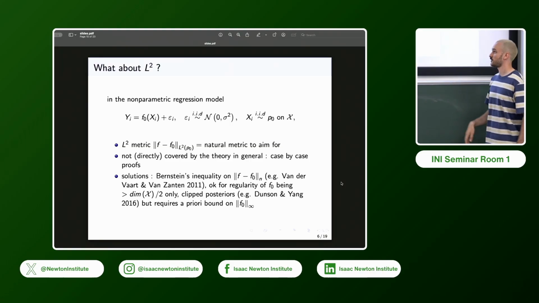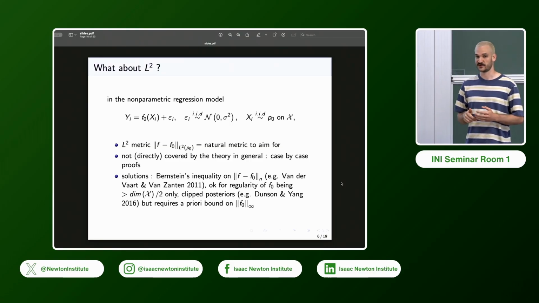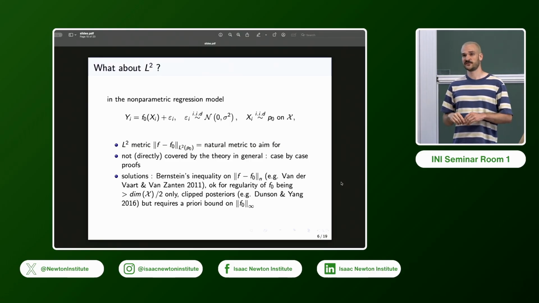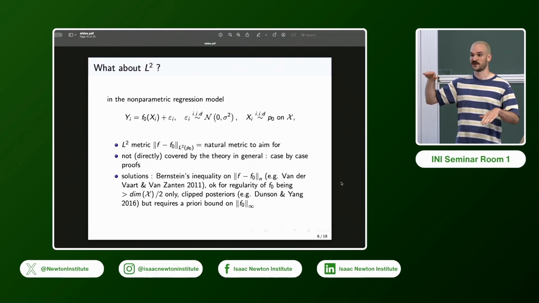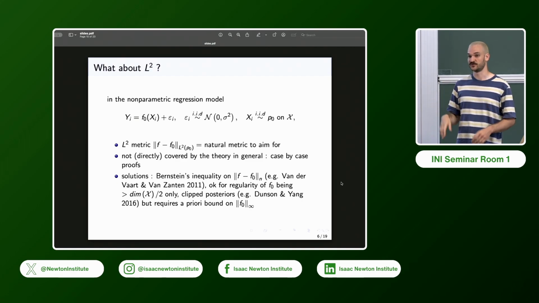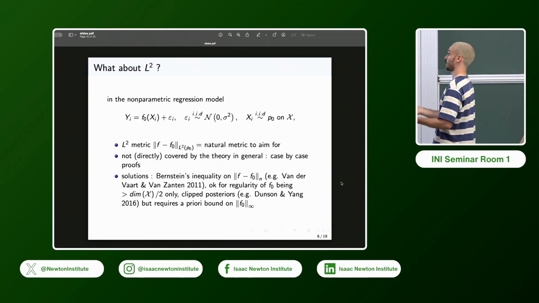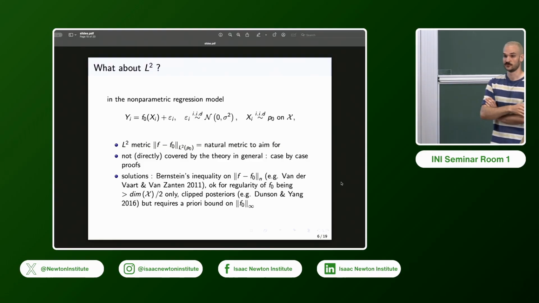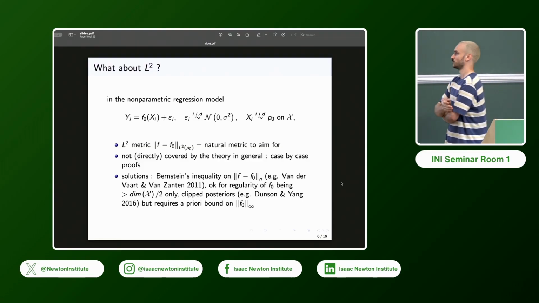So instead of looking at the posterior distribution of F, you're looking at the posterior distribution of F, but capped between two values, minus M and M, for some fixed M. And if you know that your true F0 is itself taking values in [-M, M], then things are going to work, because you can use empirical process theory to relate the empirical L2 norm and the true L2 norm. But you require boundedness, and if you don't know an a priori bound on F0, you're a bit doomed.